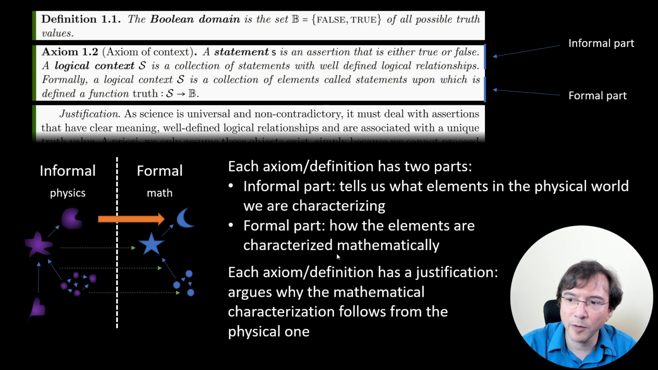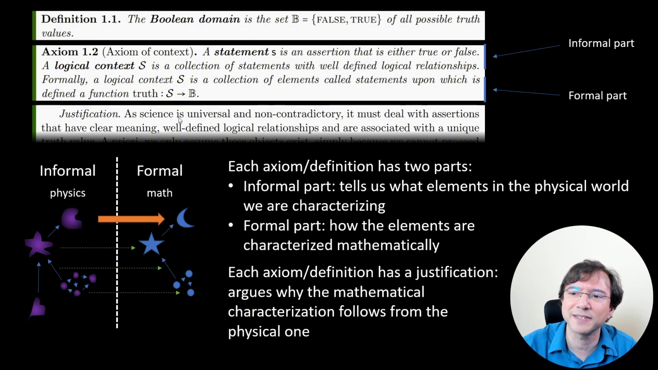And then there is a formal part that tells us how the elements are characterized by the formal system, how they are characterized mathematically. And each axiom and definition must have a justification, and that argues why the mathematical characterization follows from the physical one. And if you want, you can go in the book and see exactly how we justify it, and then you can argue whether our justification is correct or not.